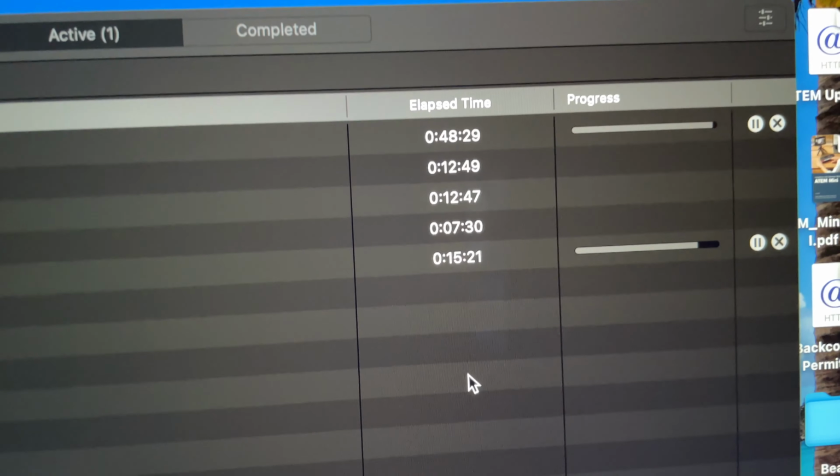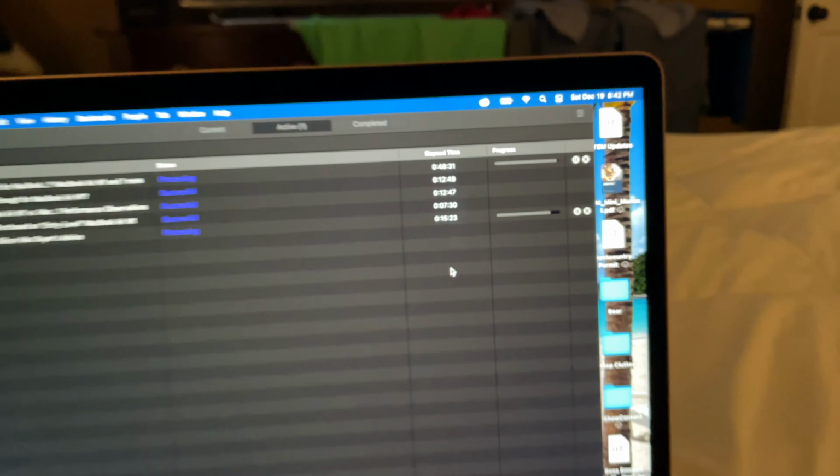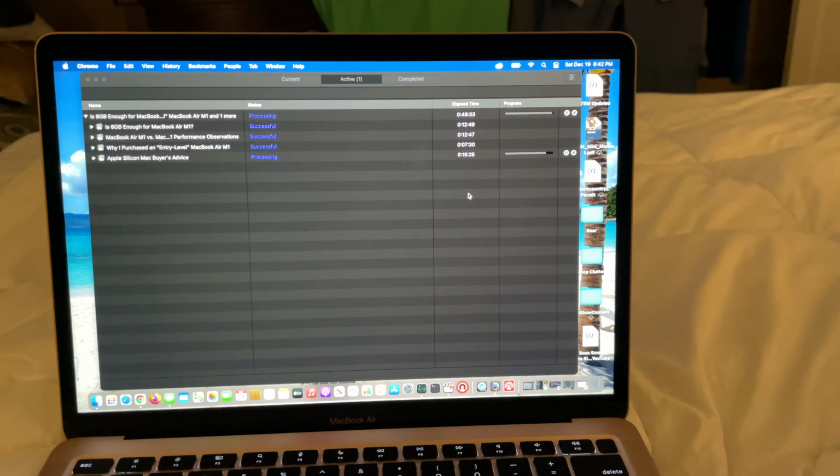Again, it's been running for over 48 minutes. Have you tested the thermals of your MacBook Air M1 or your MacBook Pro 13-inch M1? And what was your experience?